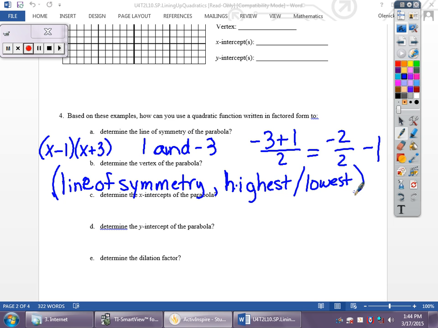Okay, determining the x-intercepts. The x-intercepts is where it hits the x-axis. And if we go back to problem number 1, to determine the x-intercepts, it is actually the opposite of the factors. So right here it says minus 1, so my x-intercept would be positive 1 and negative 3. It is the opposite of the factors.